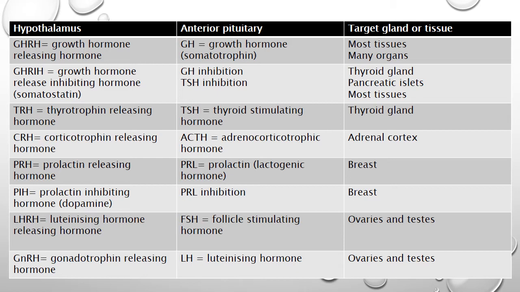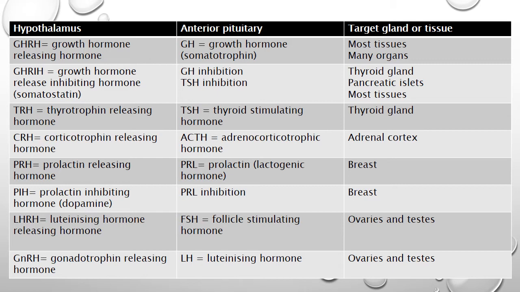The second one is GHRIH, the growth hormone releasing inhibiting hormone. What is an inhibiting hormone? It will suppress the secretion of the hormone. So growth hormone inhibition will occur due to the growth hormone release inhibiting hormone.